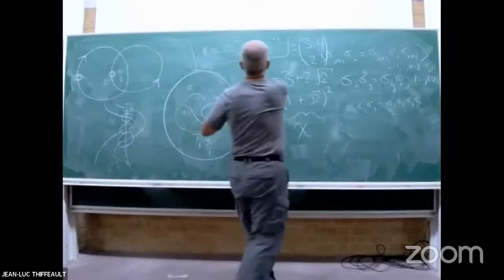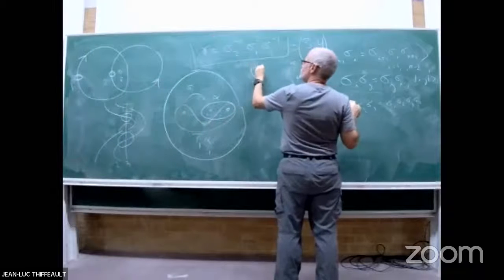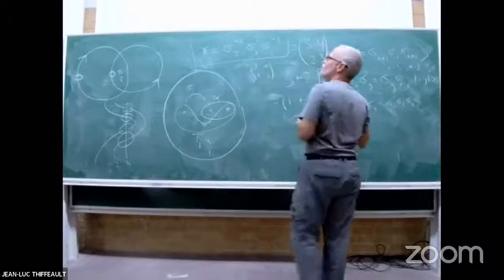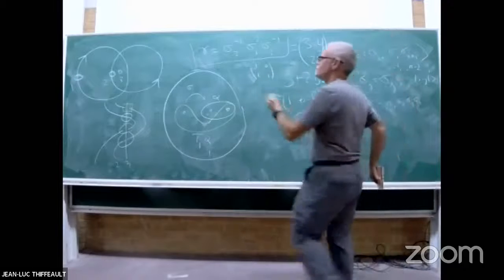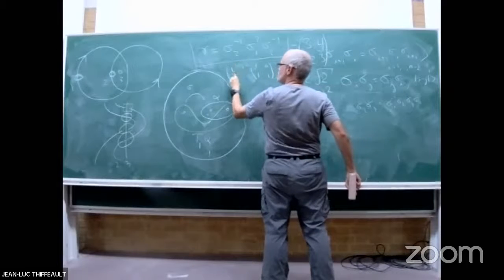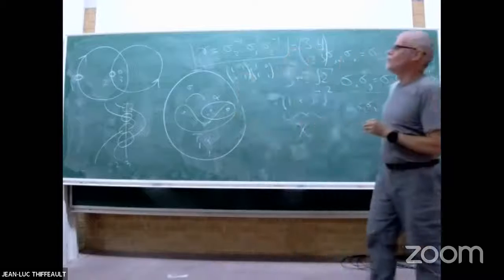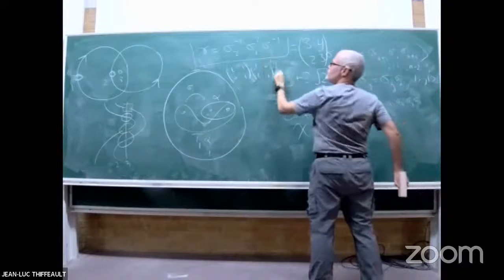So here what I'm doing is I'm using sigma 1, and I don't remember, but I think sigma 1 was 1, 0, 1, 1, right? And then sigma 2 inverse was 1, 0, 1. I'm squaring this one.